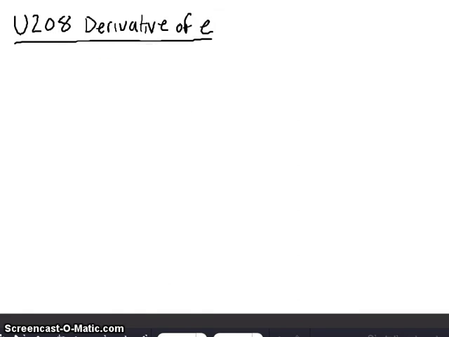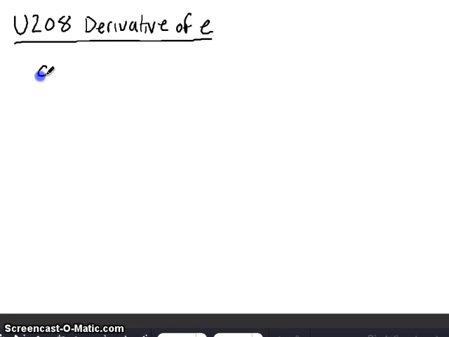Okay, instead of making two real short videos, we'll kind of combine these into one medium. So we're going to look at Unit 2, Objective 8, which is the derivative of e. Much like your natural log rule, your rule for e is going to take your chain rule into account. So we're going to be using chain rule, but we don't really have to think about it.